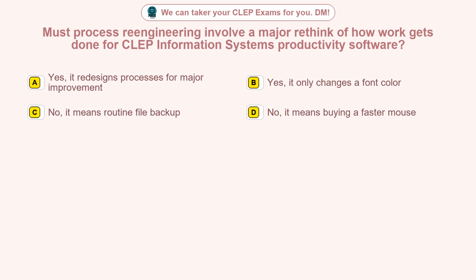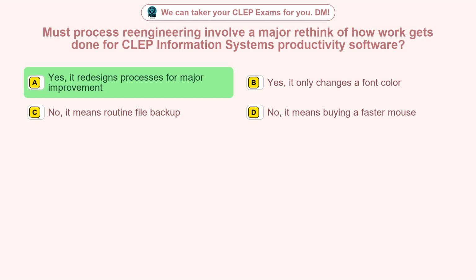Question 17. Must process reengineering involve a major rethink of how work gets done for CLEP Information Systems productivity software? Option A. Yes, it redesigns processes for major improvement. Option B. Yes, it only changes a font color. Option C. No, it means routine file backup. Option D. No, it means buying a faster mouse.